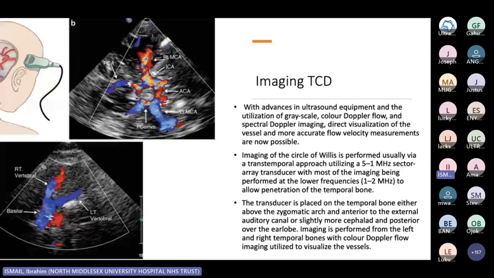Imaging of the circle of Willis is usually performed in a transtemporal approach, utilizing a 1 to 5 megahertz sector array or phased array transducer, with most of the imaging performed at a low frequency of around 1 to 2 megahertz to allow penetration of the temporal bone. The transducer is placed on the temporal bone, either above the zygomatic arch and anterior to the external auditory canal, or slightly more posterior over the earlobe.